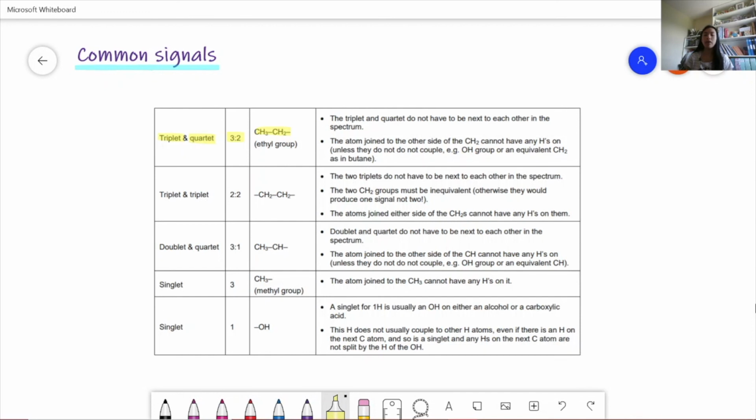So 2 rules that we have with these 2 peaks are that the triplet and quartet peak do not have to be next to each other in the spectrum. And also, the atom that is joined to the other side of the CH2 can't have any hydrogens on it unless they don't couple. So, for example, the OH group or an equivalent CH2, as in butane.